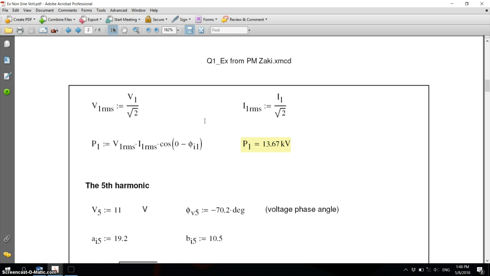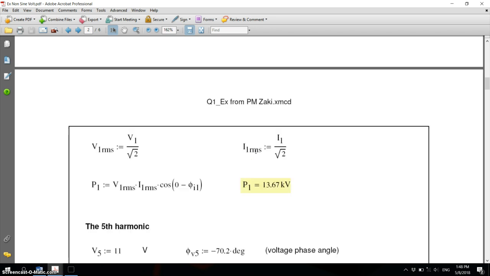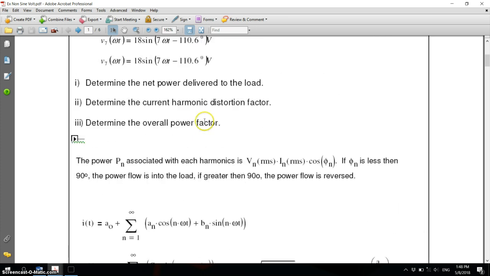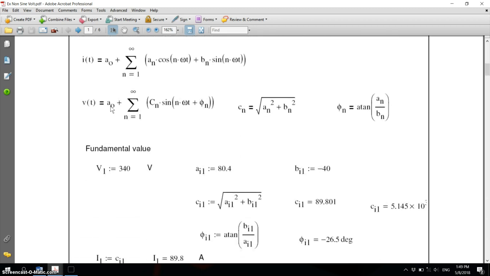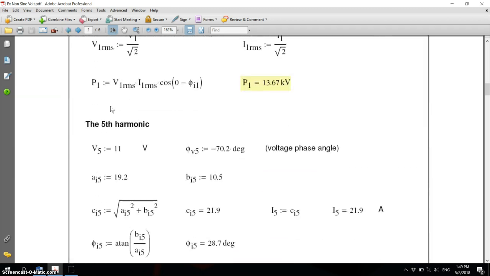Power contributed by the fundamental component is 13.67 kilowatt, and we know that for this voltage and current, the power is delivered by the first component, the fifth and the seventh. So all harmonics actually contribute to the average power, because both voltage and current have the same harmonic numbers. So you need to calculate for V1, and then you proceed with the fifth harmonic.